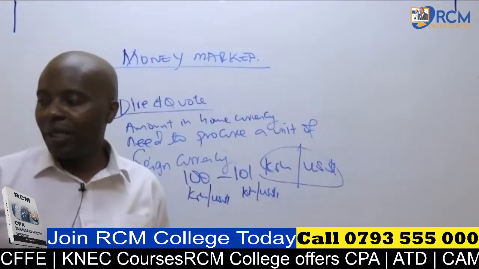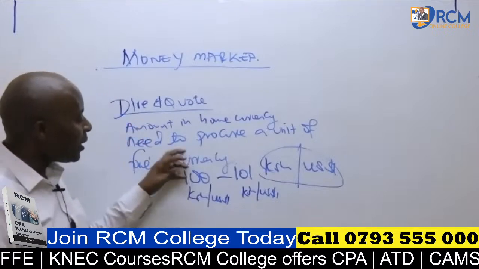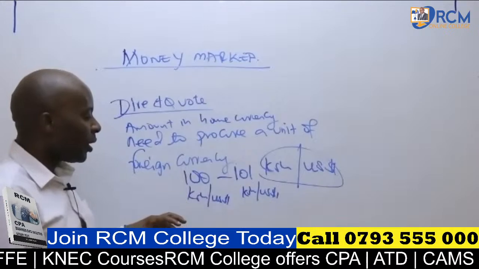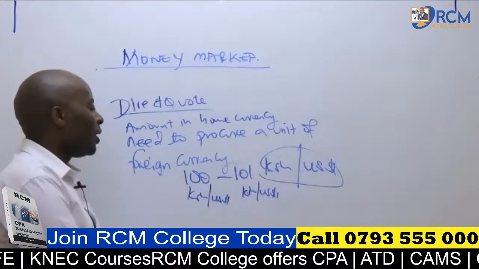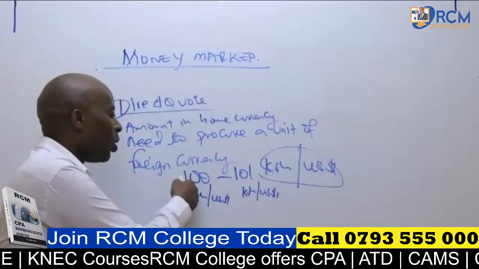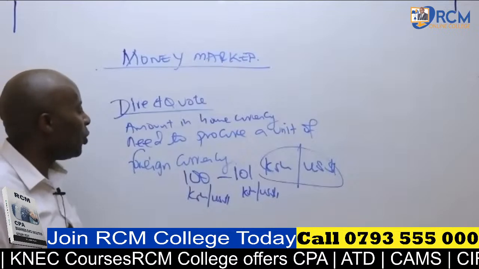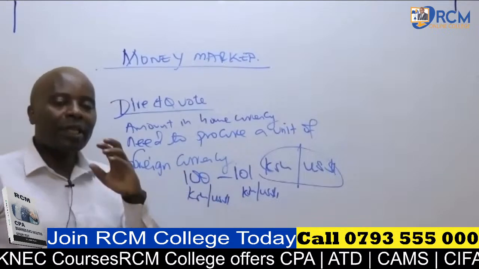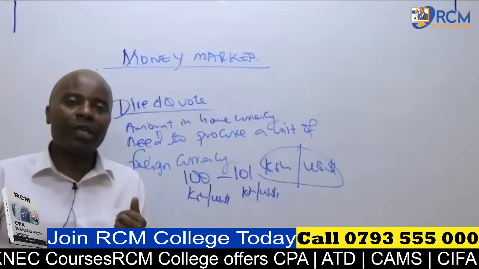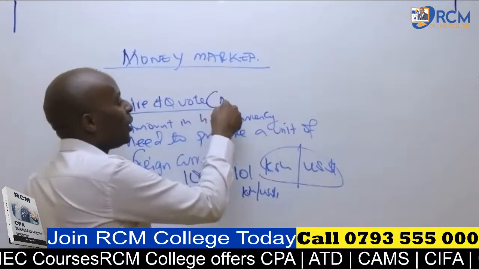Now, ladies and gentlemen, listen to me very well. Here, I'm being told 100 Kenya shillings equals 1 US dollar. 100 Kenya shillings, this is our local currency. The amount in terms of home currency needed to procure a unit of foreign currency. So if I've got this kind of a quote, then this is what we call the normal quote. Normal quote is also known as what here? A direct quote. It's a normal.